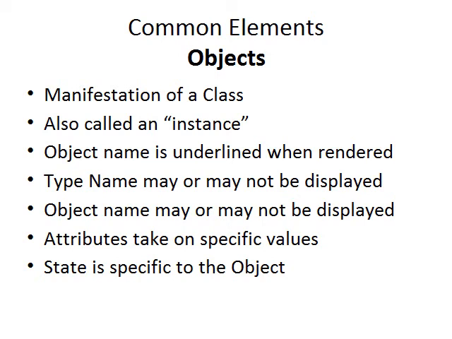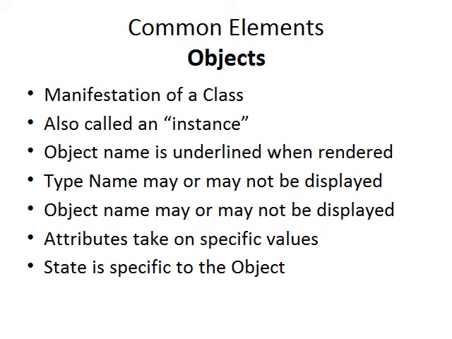And the attributes take on values. What I mean by object name may or may not be displayed might be a little confusing. You would think there wouldn't be a name, but what I meant was you might show a class name that's underlined to show that this is an instance of a class, but it's one that I'm not going to bother with a specific name about. And there are cases where that comes in handy.